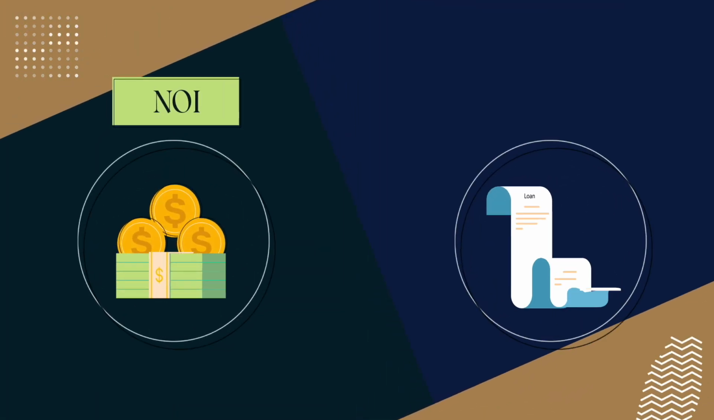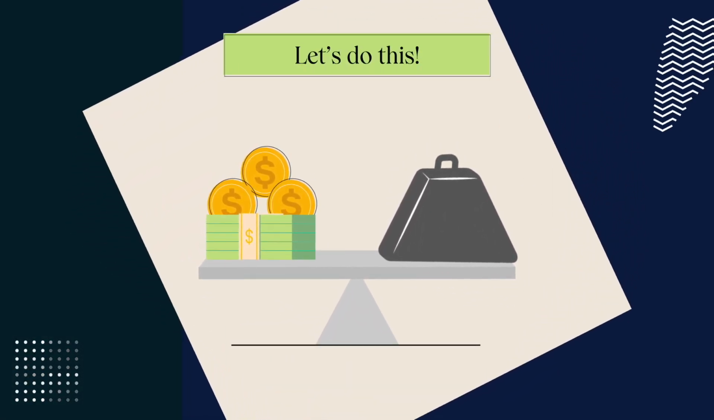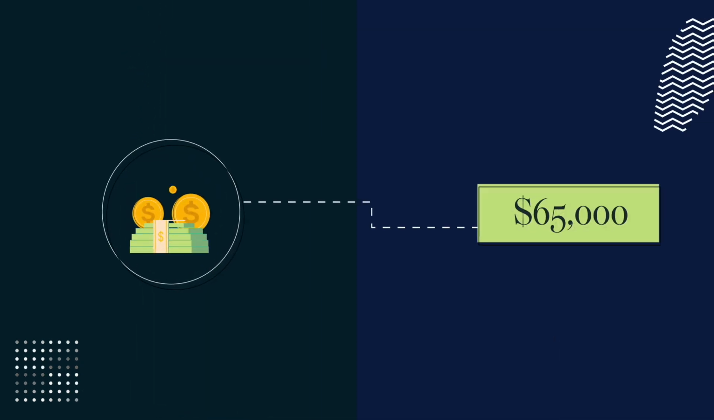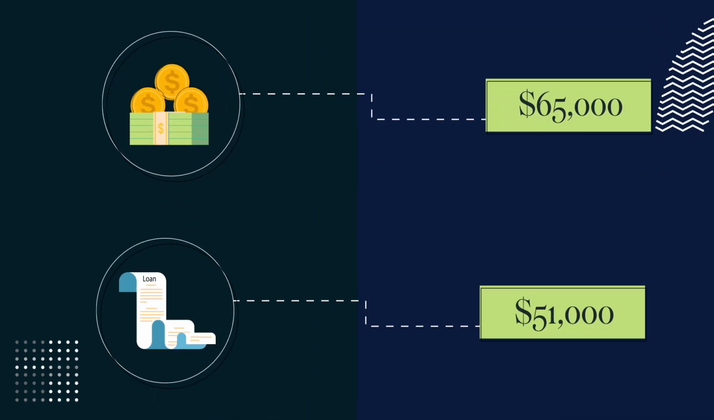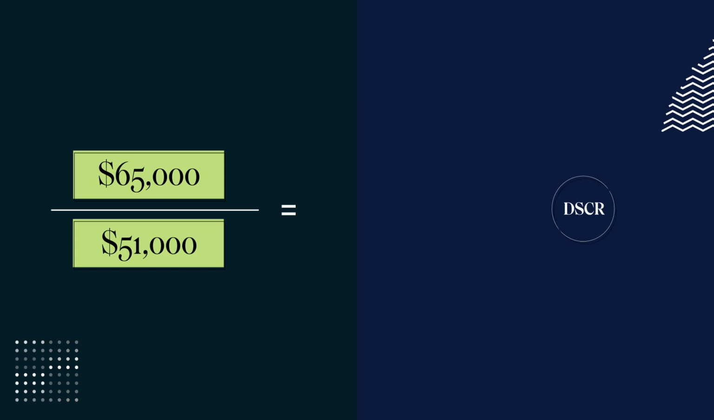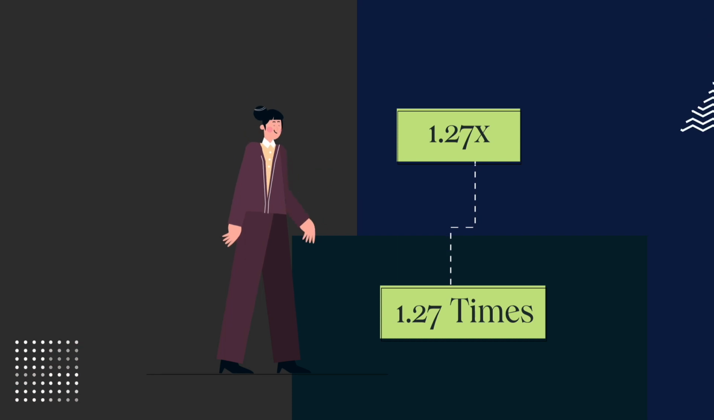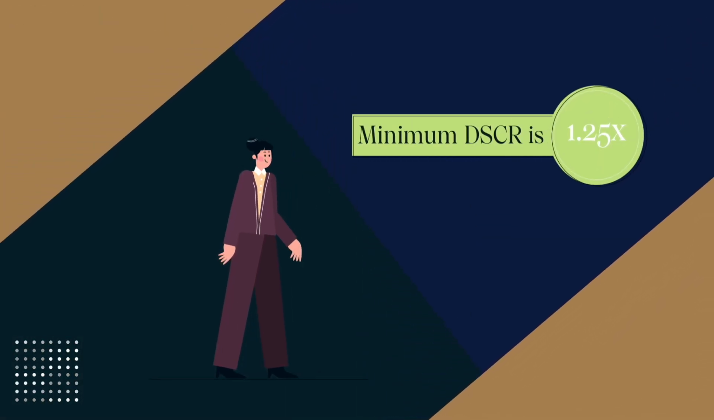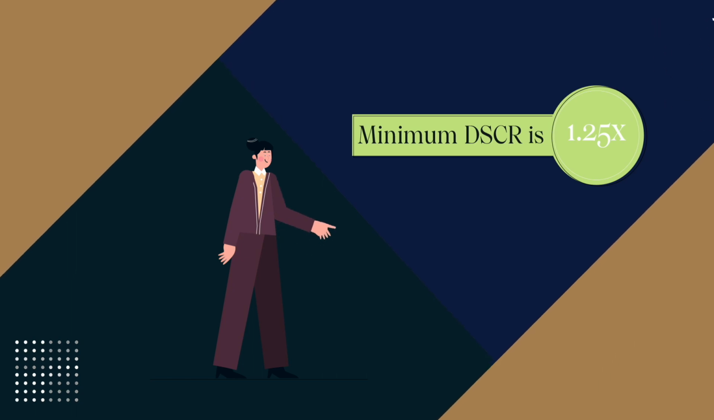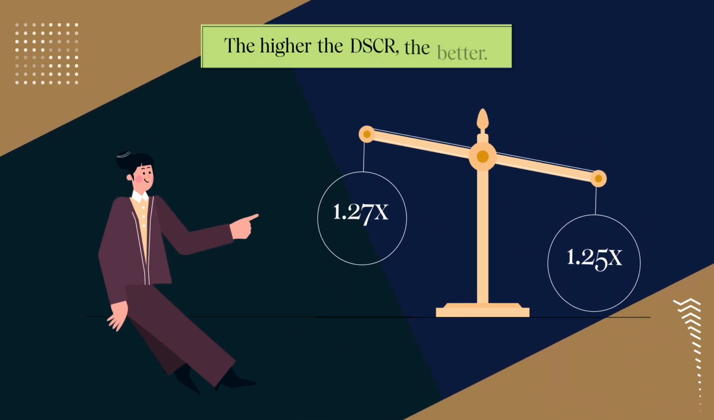Once you know both the NOI and the debt service, you're ready to calculate the DSCR. Let's continue with the examples from earlier in the video. NOI is $65,000 and debt service is $51,000. Dividing $65,000 by $51,000 results in a DSCR of 1.27. Depending on who you are dealing with, the lender may sometimes affix an X to the end, in which case it would be read as 1.27 times. The lender's requirement in our hypothetical transaction was a minimum DSCR of 1.25 times. You've exceeded that, which is a good thing. From the lender's perspective, the higher the DSCR, the better.